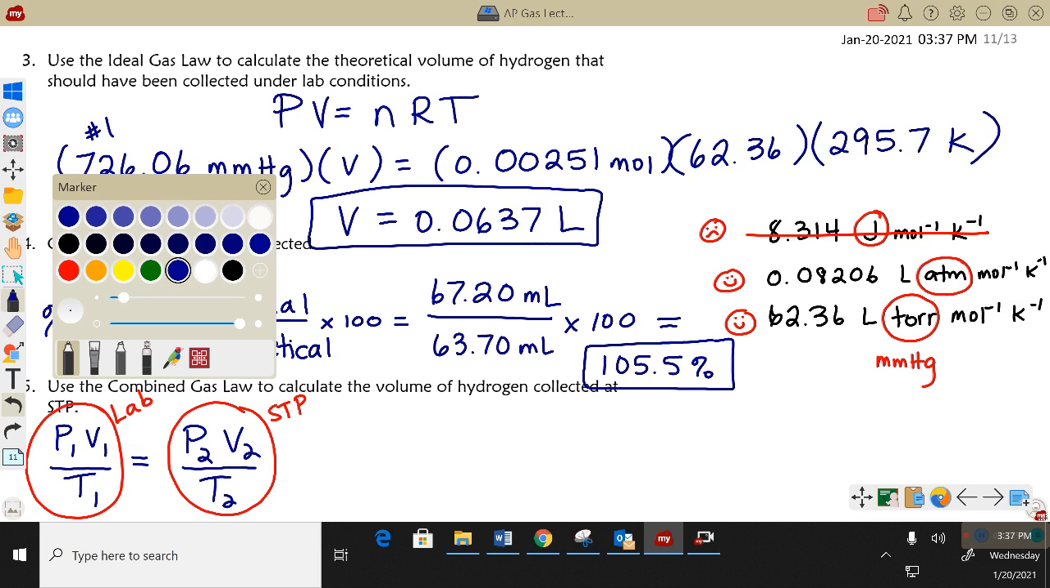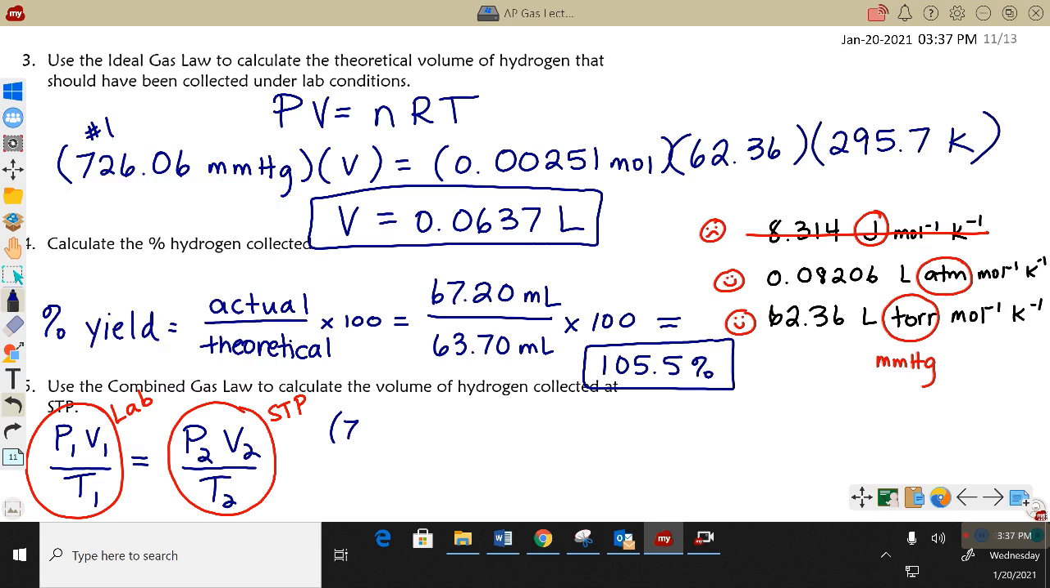Here I should have collected about 63.7 milliliters. I actually got about 67 milliliters. What would that be equivalent to if the lab were at standard temperature and pressure? Okay, so we're going to start with our lab conditions. For example, the pressure of the hydrogen gas alone was 726.06 millimeters of mercury. There's the laboratory pressure of the gas.